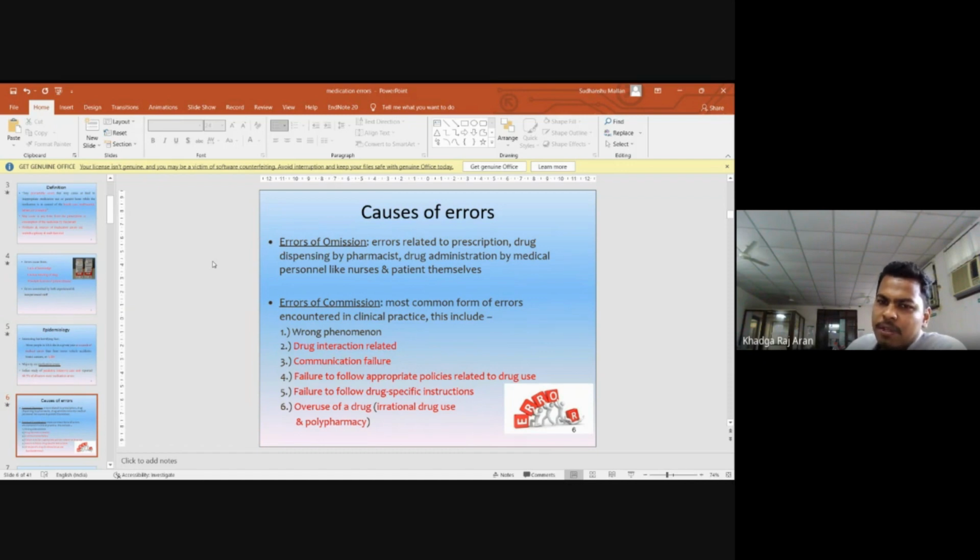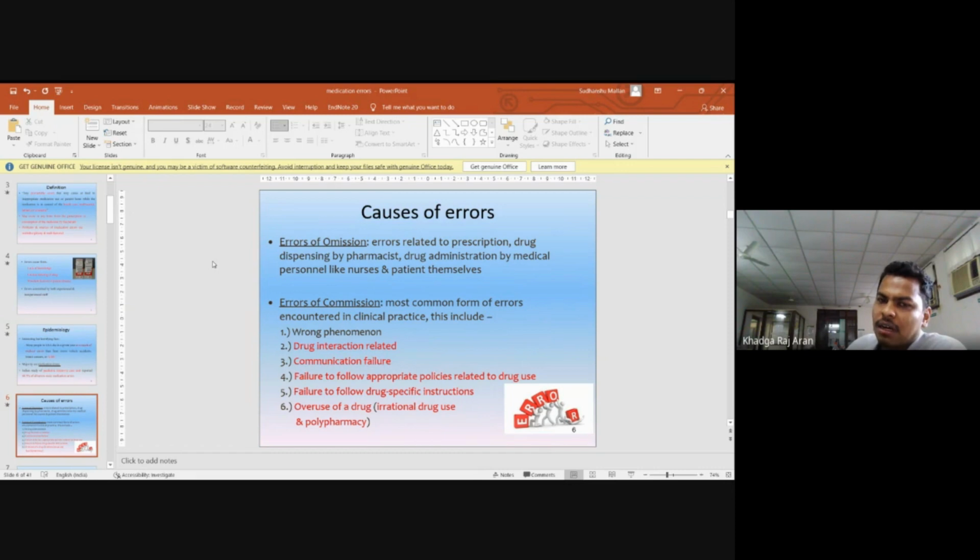Next is the errors of commission. The most common form of errors in clinical practice include the wrong drug, wrong route of administration, wrong patient, or maybe drug interaction related, drug-food, or maybe drug-disease interactions. Next is the communication failure between the patient and providers. Next is the failure to follow the appropriate policies related to drug use. Next is the failure to follow the drug specific instructions by the pharmacist, by the physician, or by the patient.